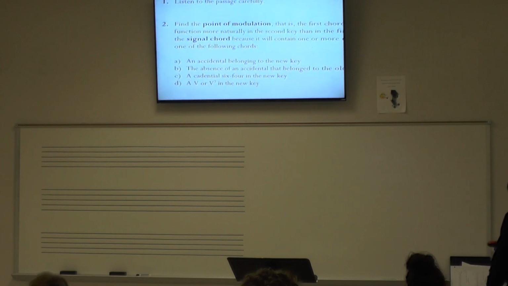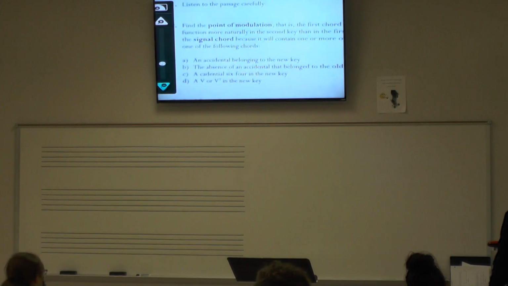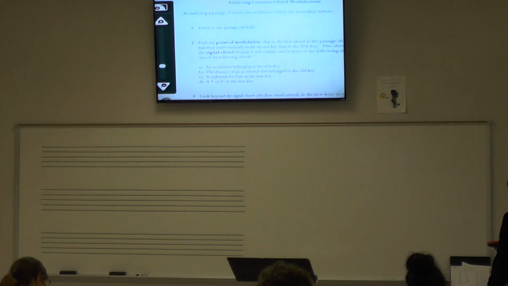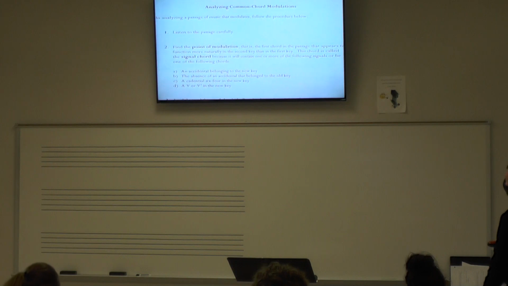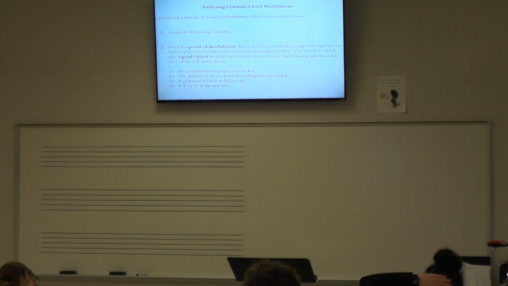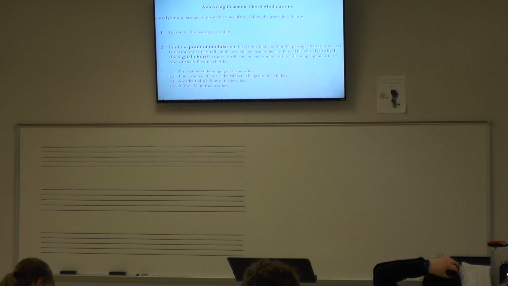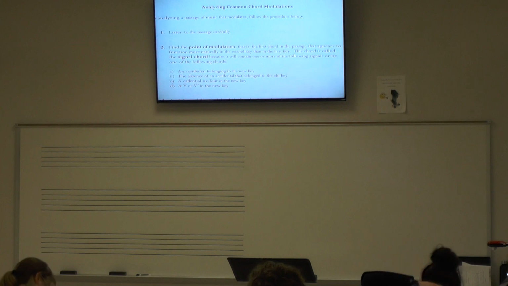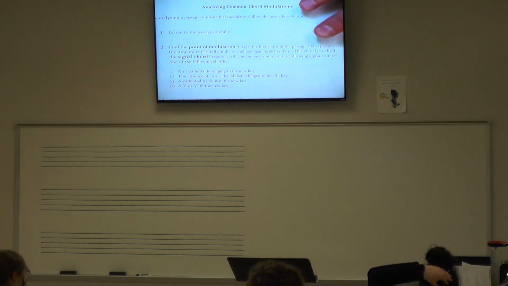Number 2, the next step is find the point of modulation. That is, find the first chord in the passage that appears to function more naturally in the second or new key than it does in the first key. This chord is called the signal chord, and I use that term very frequently in this class. The signal chord is named as such because it contains one or more of the following signals that I've listed here.